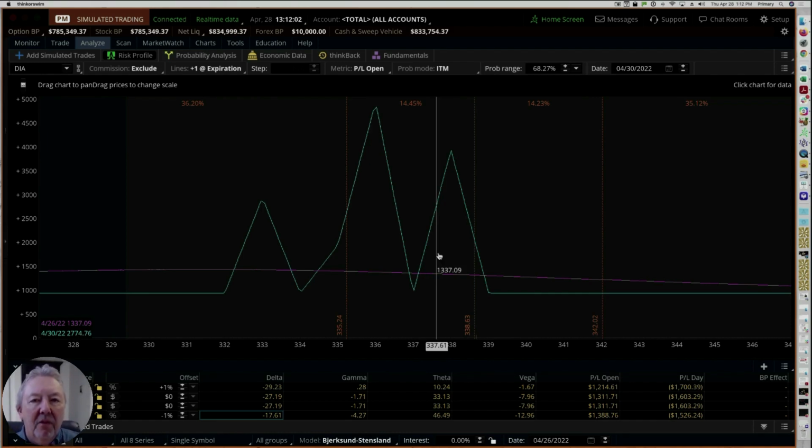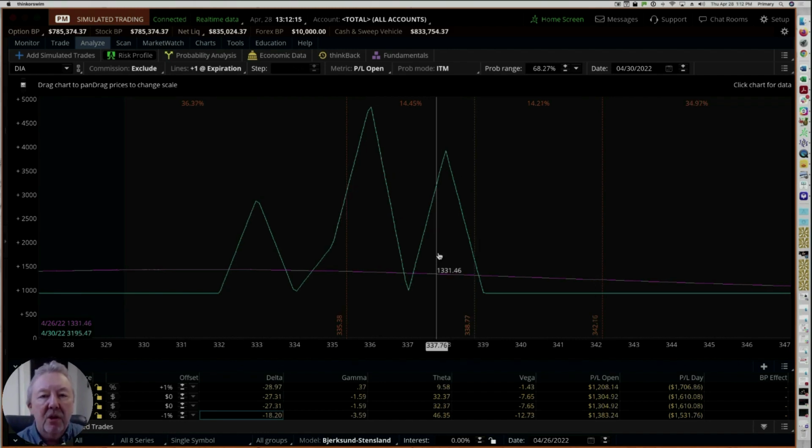And the better butterfly is actually a butterfly that has a slightly different graph than this, but it makes money three ways. If the market stays where it is, it can go up a little bit or it can go down. And so it's slightly directional. However, again, margin requirements are fairly minimal.